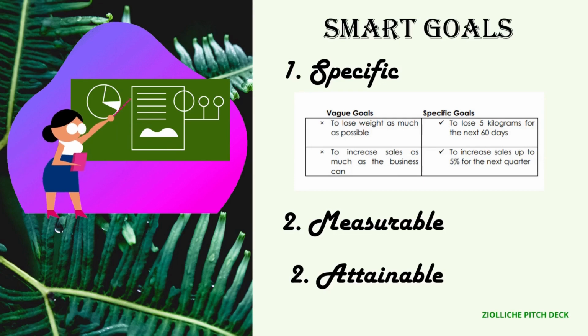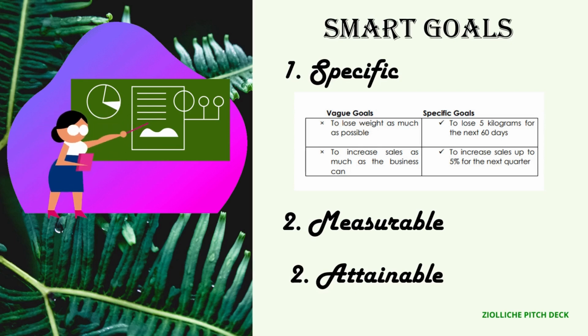For the number 2 step to create and implement an effective action plan, we have set SMART goals. For an action plan to be effective, the goals must be SMART. It should be specific, measurable, attainable, results-oriented, and timely.